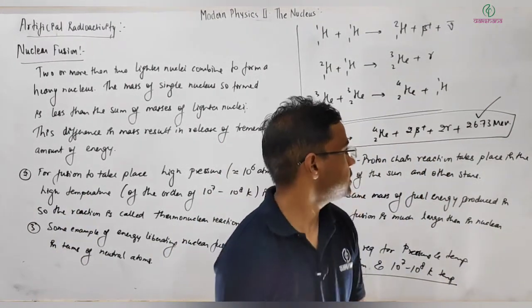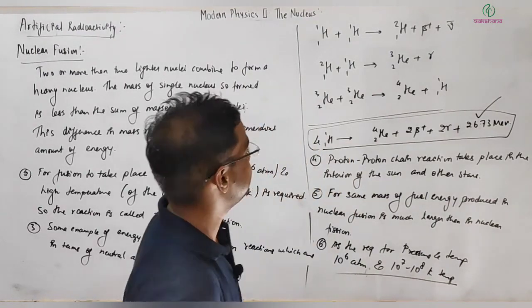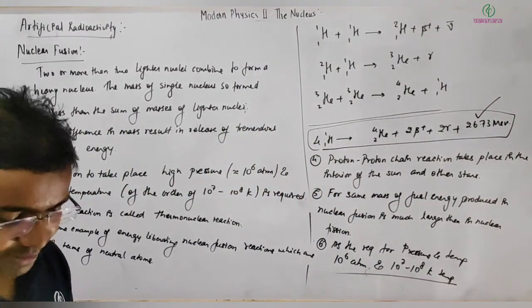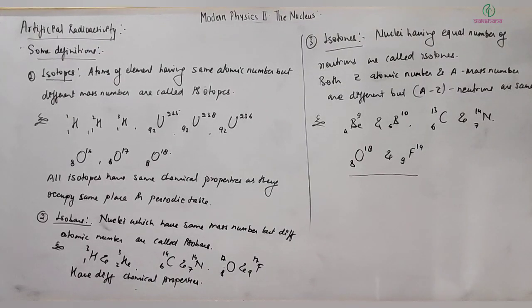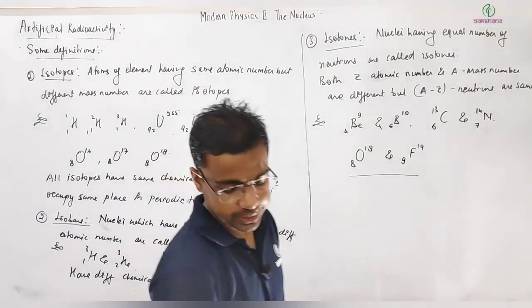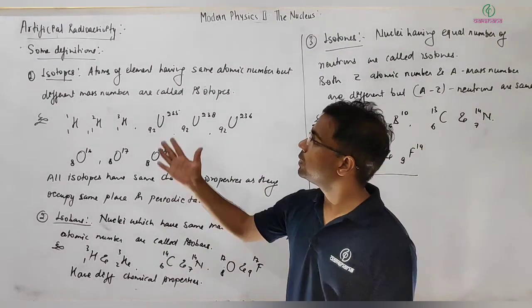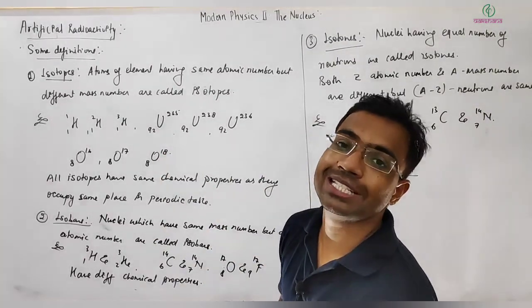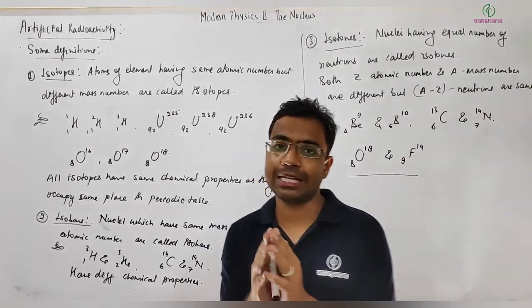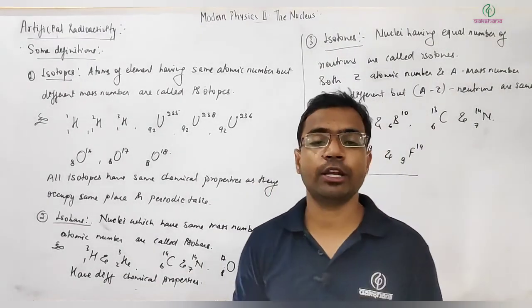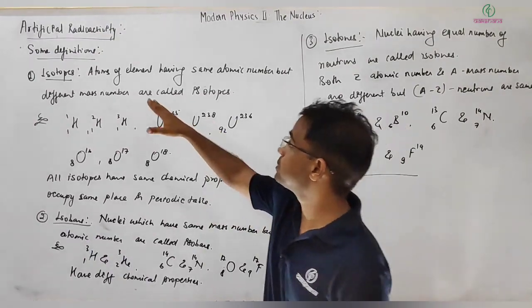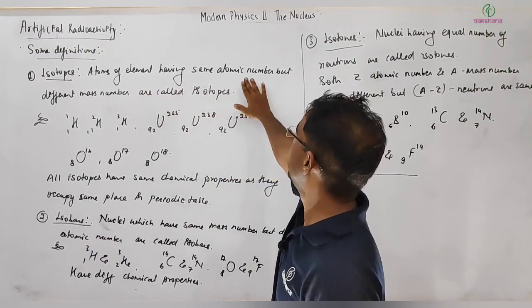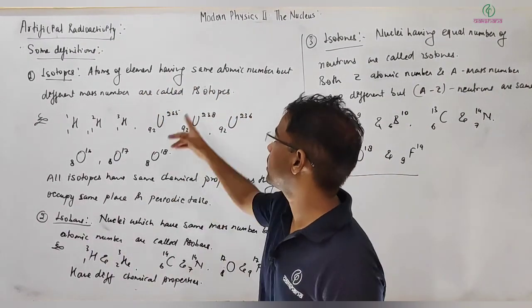Yes, there are a few terms which I did not explain. Let me just tell you that. Some of the definitions which I skipped in the initial part. So that is isotopes. So what is an isotope? Isotopes means atoms having the same atomic number but different mass number. Atoms of an element having the same atomic number but different mass number are called isotopes.